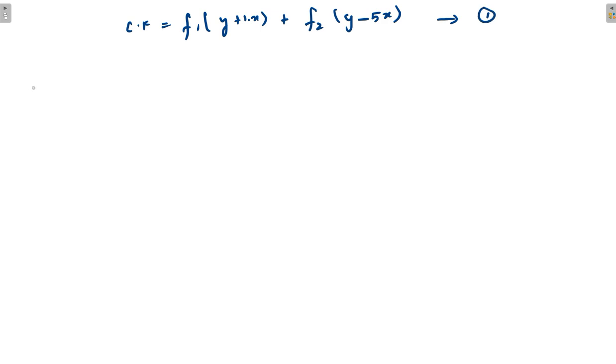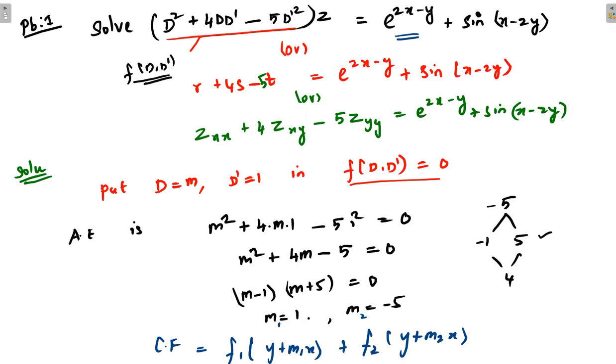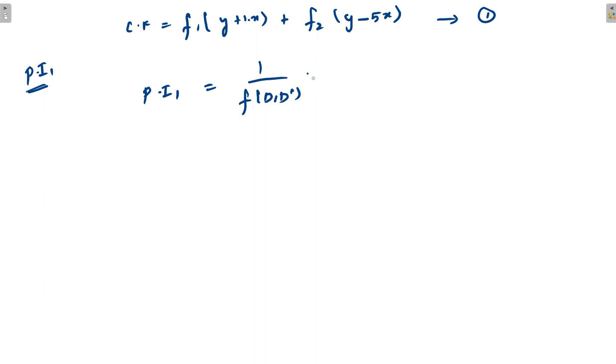So next one is, I am going to find out PI1. PI1 is nothing but 1 by f of D comma D dash into R. So now I am going to take the exponential term in the previous problem. That means I am going to find the particular integral by using e power 2x minus y. For this function I am going to find the particular integral. So e power 2x minus y.